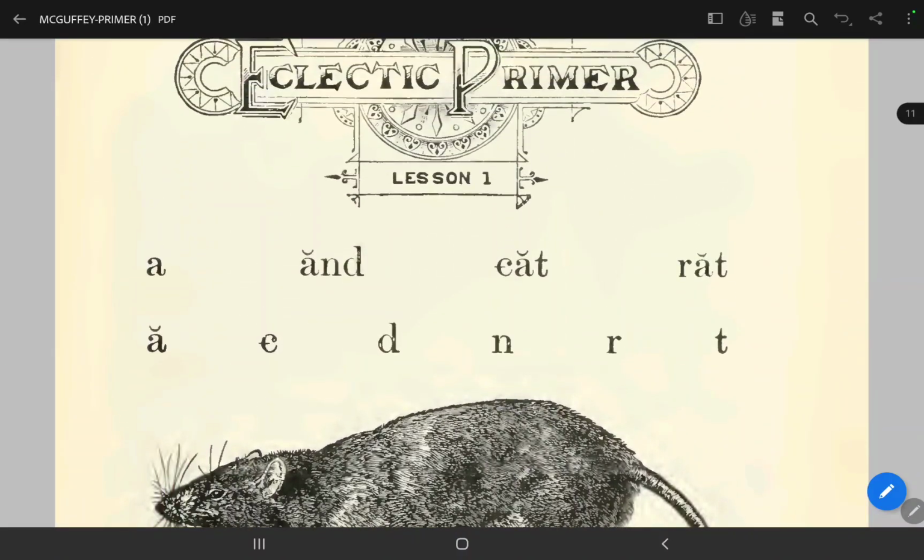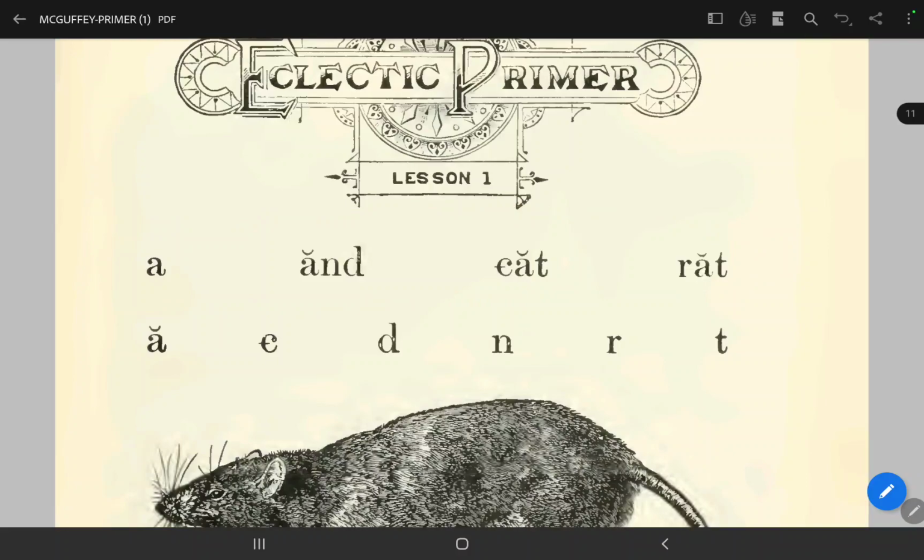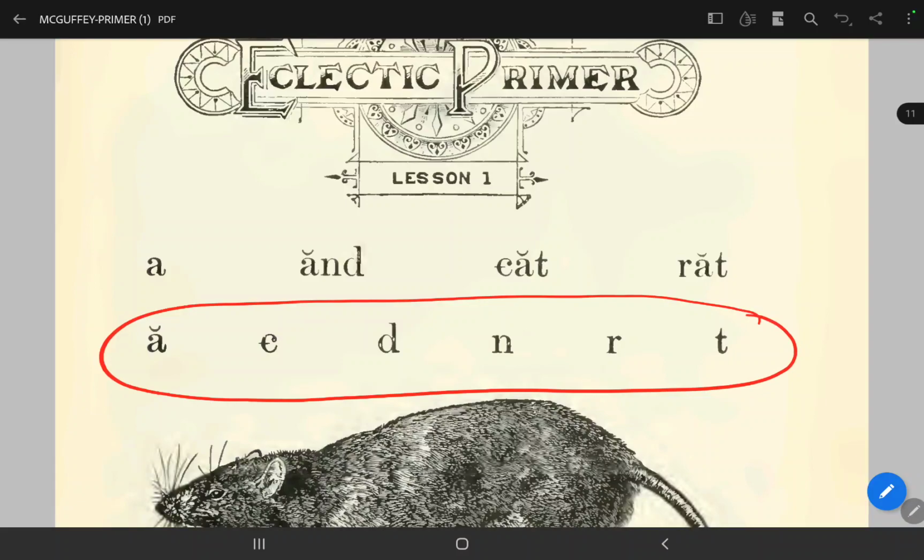The second part of the lesson you will see are the sight words. Now, these sight words you are going to learn to read by heart. You will memorize them and be able to see them and read them just by looking at them. The next part of the lesson you will learn is the elementary sounds. Now, each of these elementary sounds makes a different sound. And all of these elementary sounds will be in the beginning of the lesson.